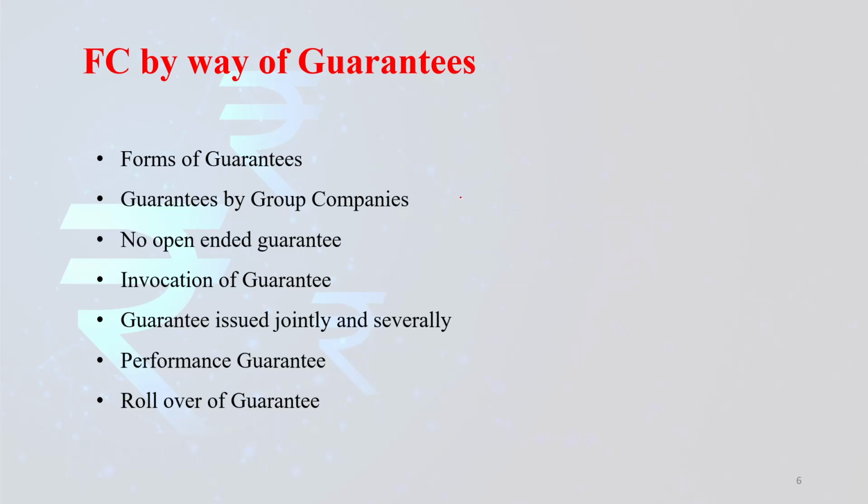Okay, next, the financial commitment by way of guarantee. So the next mode of investment is by way of guarantee. The forms of guarantee: it can be a personal guarantee, bank guarantee, corporate guarantee, and other guarantees. Now in this new ODI regime, the RBI has also permitted that guarantees can be given by the group companies or associates or promoters. So they can also give guarantees to or on behalf of any group company that is a foreign entity.